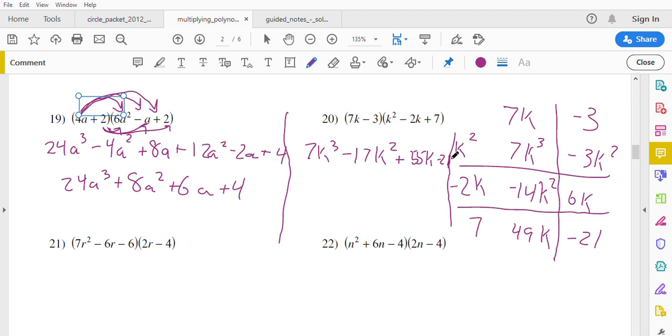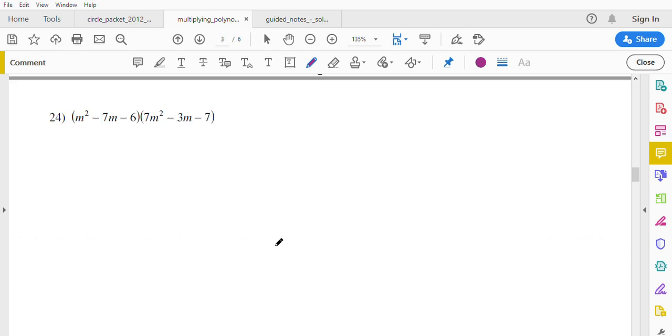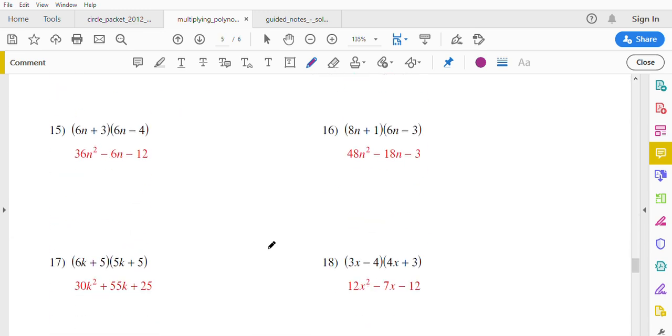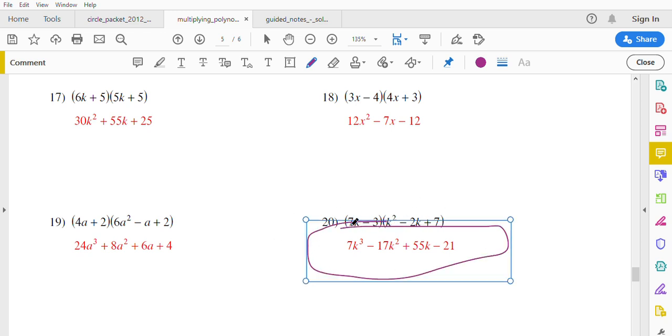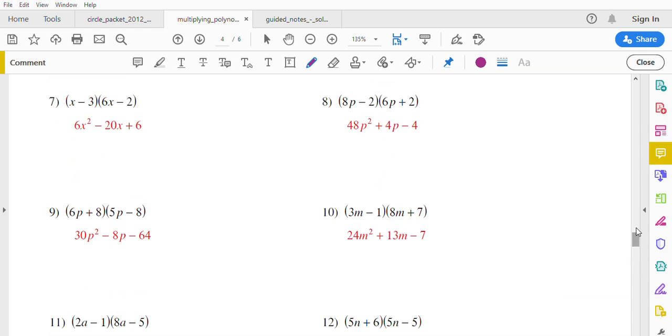So again, you guys should be able to do any of these. Just watch your negative signs and things like that. The answers are here. If you scroll down, the answers are here. So if you want to check them and make sure you know what you're talking about, you can. Anyway, give those a try, and next week we'll get into factoring.